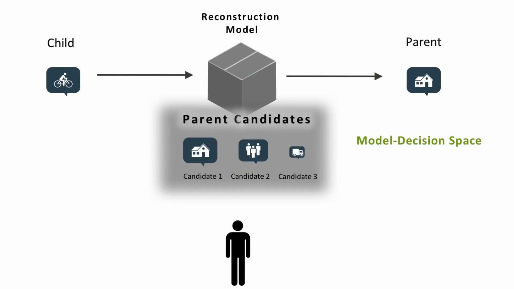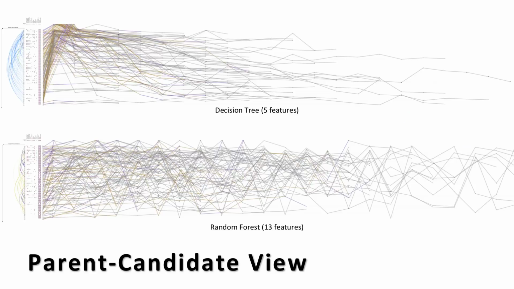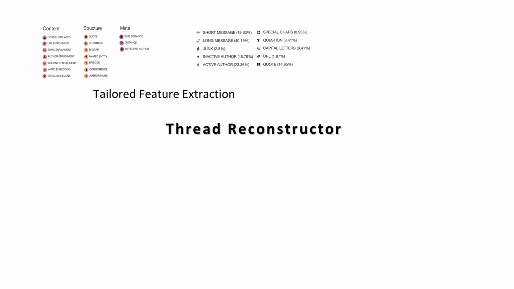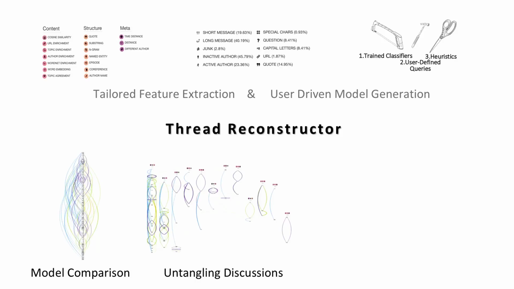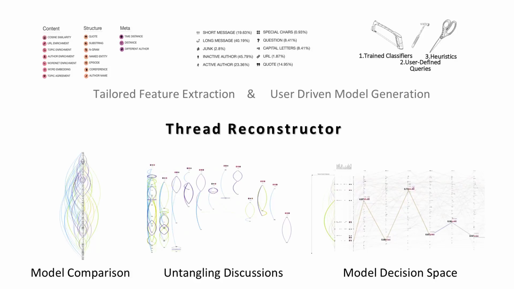As an instance of a model decision space visualization, our parent candidate view clearly revealed differences in the inner workings of machine learning algorithms. Random forests, which are more robust to overfitting, showed more stable visual patterns. We presented ThreadReconstructor, based on a tailored feature extraction and a user-driven model generation. Our visual analytics approach presents different visualizations for model comparison, untangling discussions, and understanding model decision spaces.